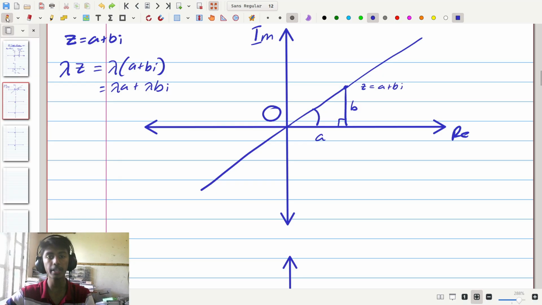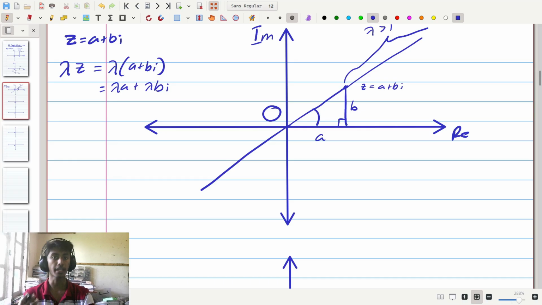Due to this, we can say that if lambda is greater than 1, then lambda z is going to be somewhere over here. So all of this, all the way up to infinity on this side of the line, corresponds to lambda greater than 1.